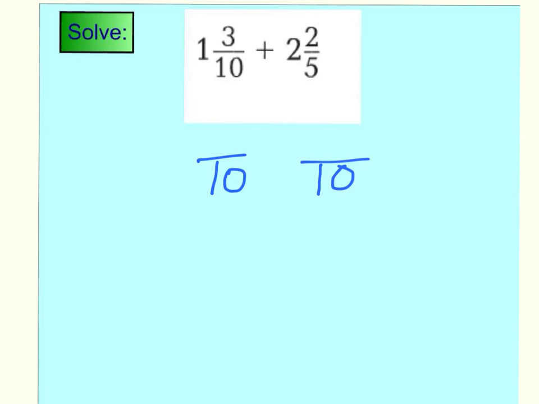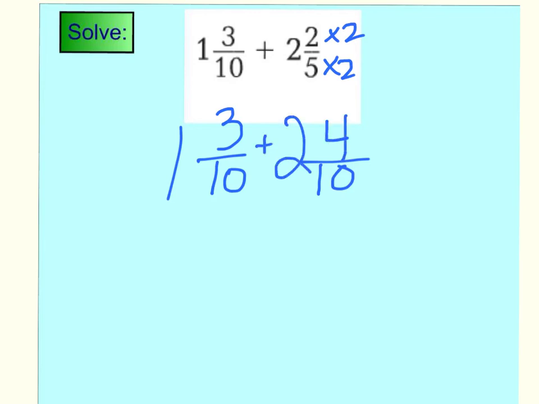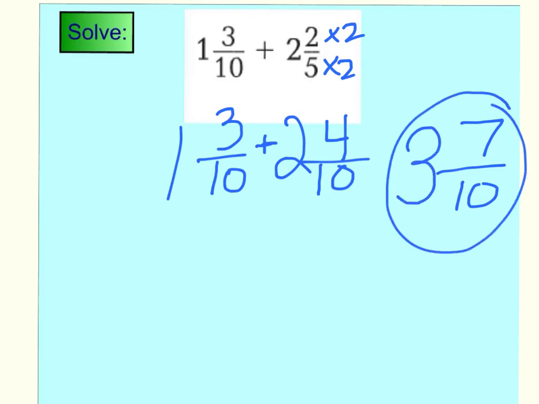So if I have to change 1 3/10 to something with a denominator of 10, I don't really have to do anything. So the 1 3/10 will remain the same. So then I have 2 2/5. Well, in order to get from 5 to 10, I would have to times by 2. So I'm going to end up with 2 4/10. So if I add these together, I'm still going to have to add my fractions first. So it would be 3 plus 4 is 7. My denominator stays the same. And then I add my whole numbers. So my answer would be 3 7/10.